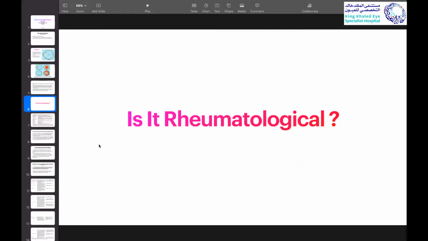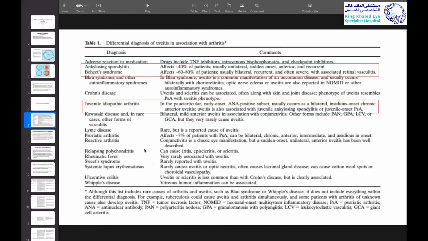So is every uveitis related to rheumatological diseases? Of course not. There is a lot of differential diagnosis, as you notice in this table. But from my side, I usually concentrate on ankylosing spondylitis, Behcet's, and juvenile idiopathic arthritis. This is with pediatric rheumatology, because you see uveitis in these diseases in high percentages, 40 to 80%. Other differentials are there and have to be excluded.